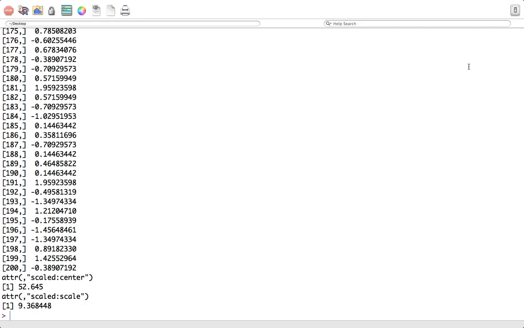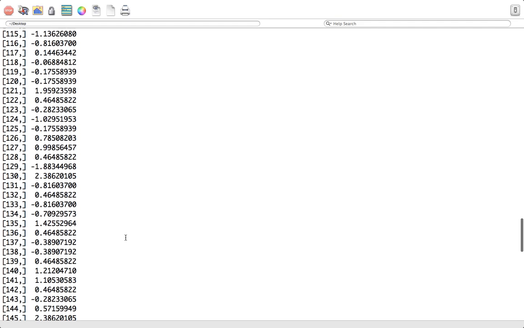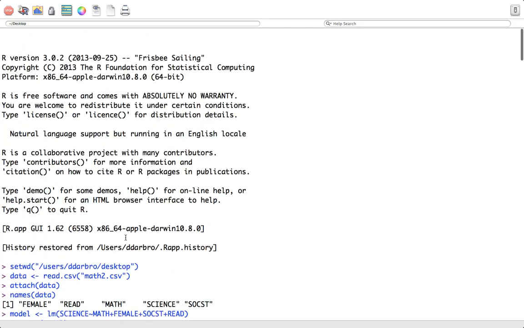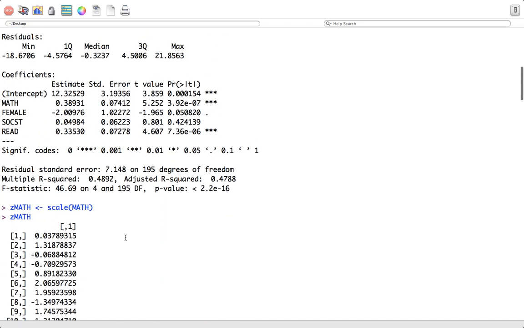And it will, actually, that's actually kind of cool. It actually gives us our mean and our standard deviation. So it's created the z-scores for each of these.